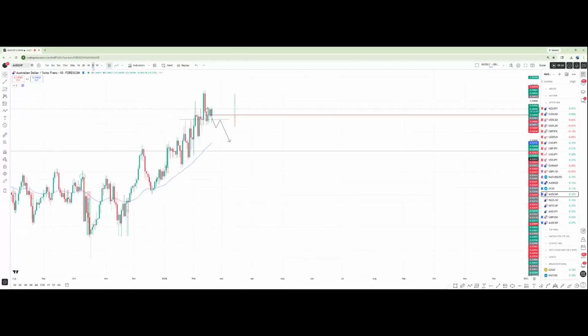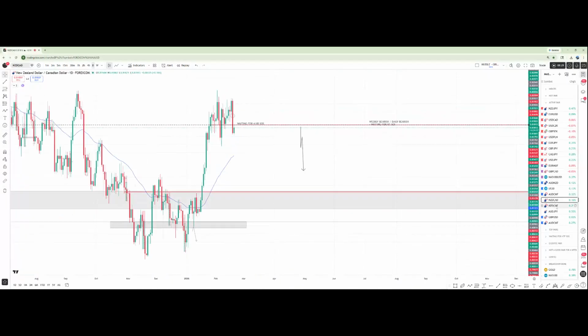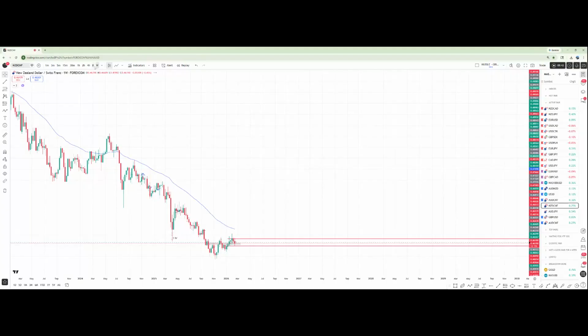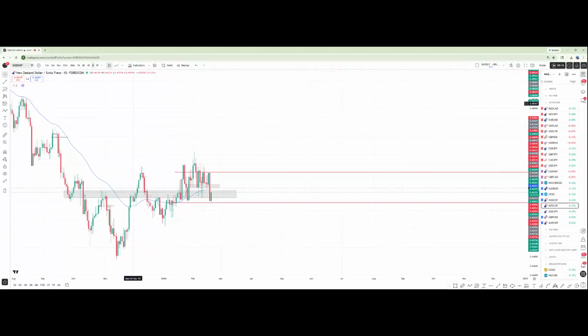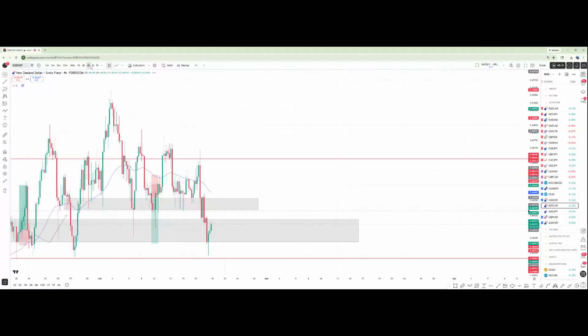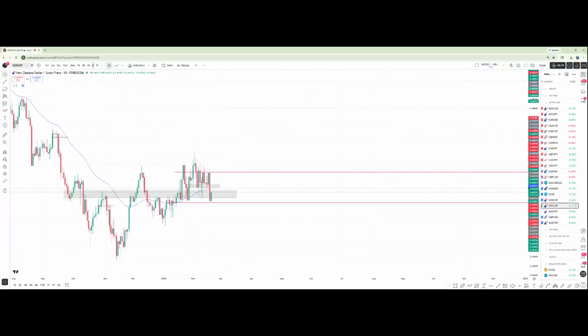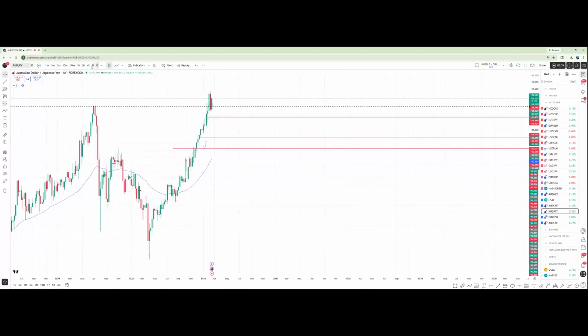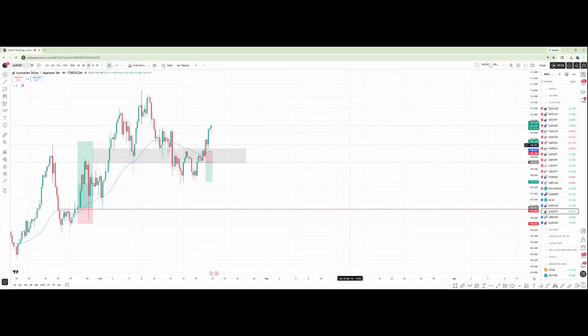AUD, this one is nothing. NZD CAD, yeah, we have a pullback. Going to enter this. NZD CHF, I need a rejection on this one. I'm going to keep an eye on this. AUD JPY, nothing. Yeah, that will be it.